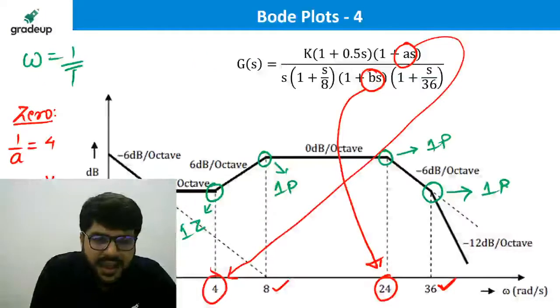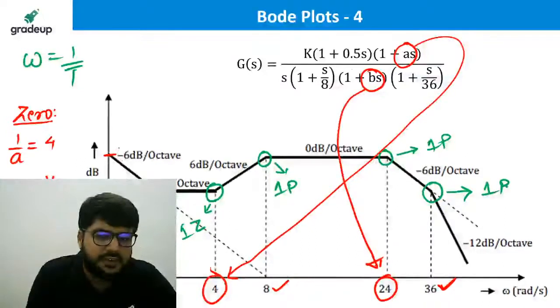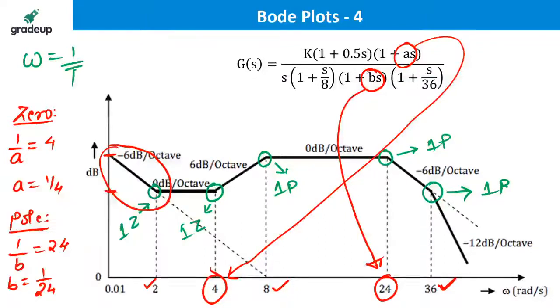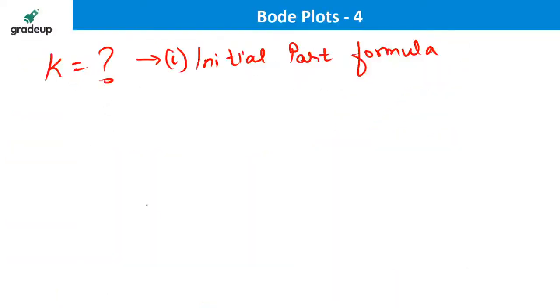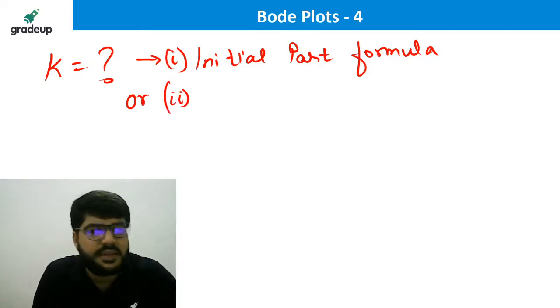But there are no magnitudes given, so by using the initial part formula, what is the initial part? The part from the starting frequency up to the first corner frequency, guys. This will be the initial part, this one. But the problem is the magnitudes are not given. So you have another method to find k. What is that other method to find k?